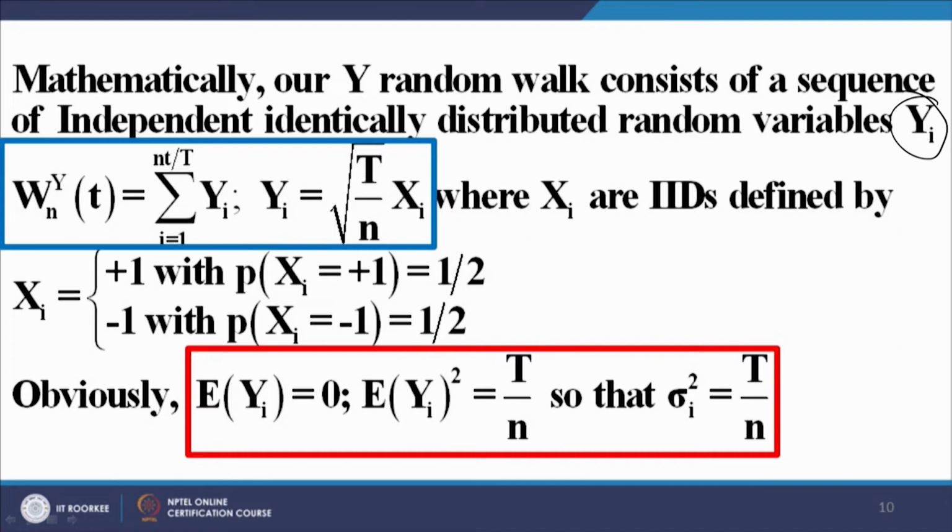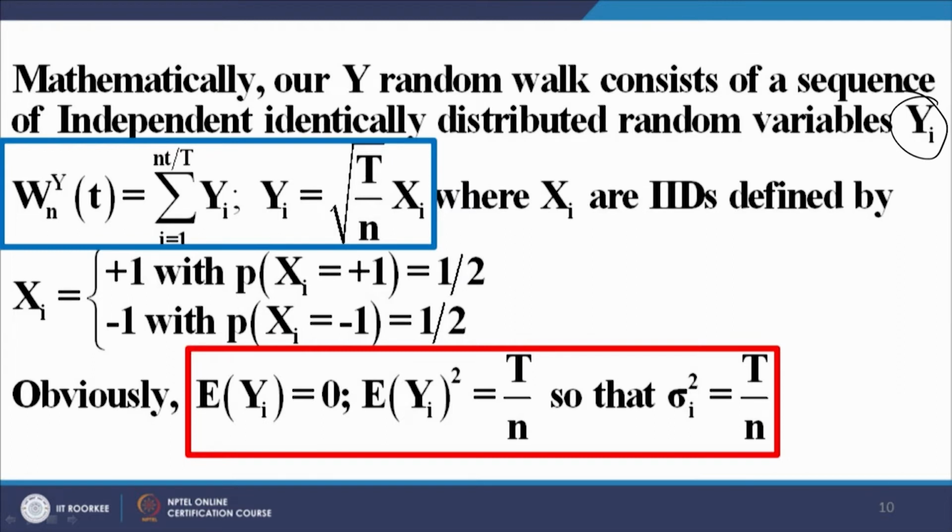probabilities, and each y I is not normally distributed. Please note that it is distributed with a mean of 0 and a variance of t upon n. It is a discrete distribution. It can take only two values, plus under root t upon n and minus under root t upon n with equal probability. That means it has a mean of 0 and a variance equal to t upon n.